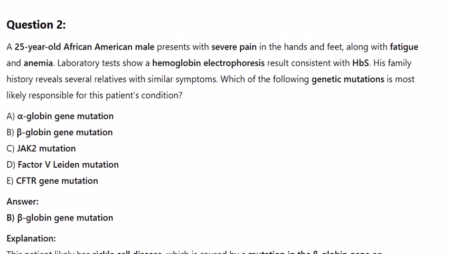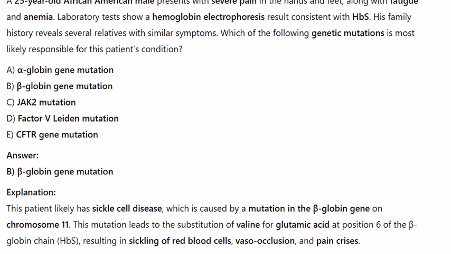Question 2. A 25-year-old African American male presents with severe pain in the hands and feet, along with fatigue and anemia. Laboratory tests show a hemoglobin electrophoresis result consistent with HbS. His family history reveals several relatives with similar symptoms. Which of the following genetic mutations is most likely responsible for this patient's condition? A. Alpha-globin gene mutation, B. Beta-globin gene mutation, C. JAK2 mutation, D. Factor V Leiden mutation, E. CFTR gene mutation. Answer: B.